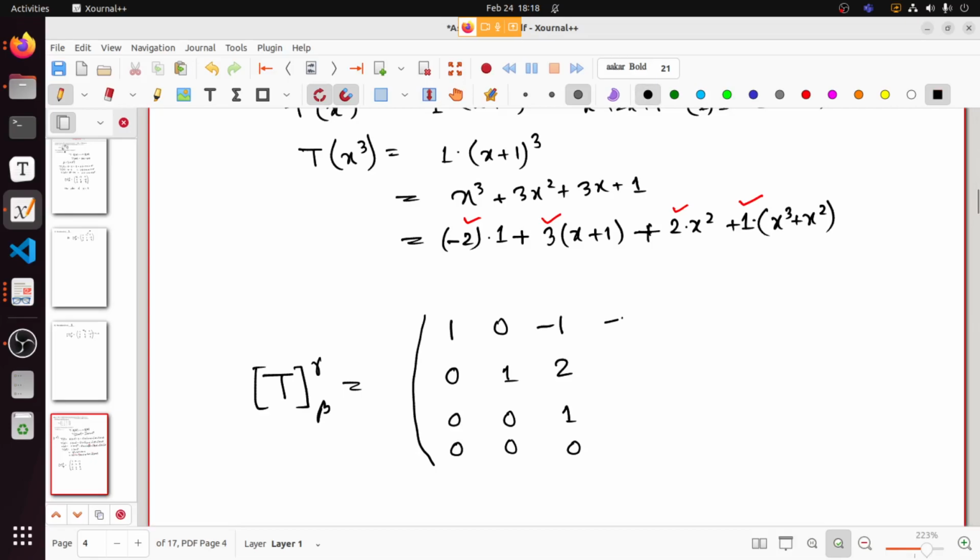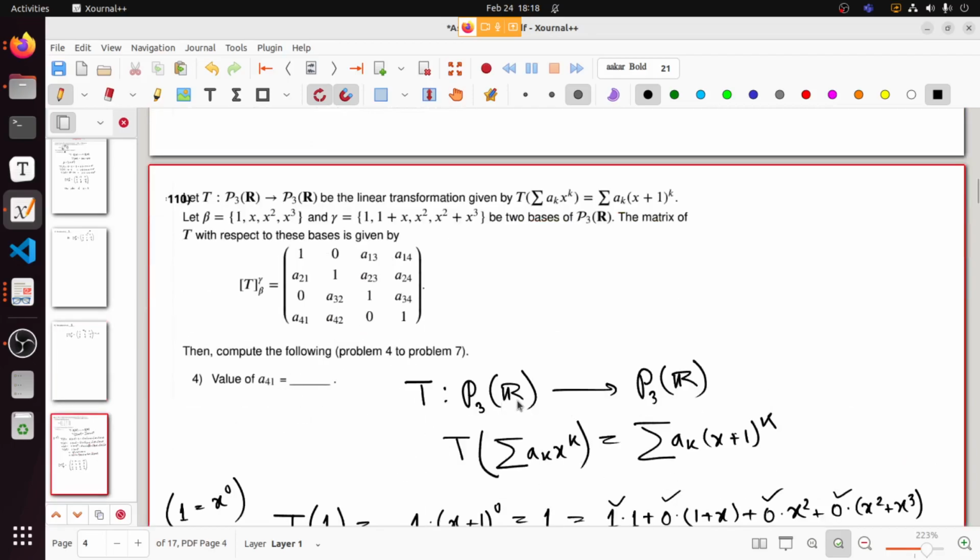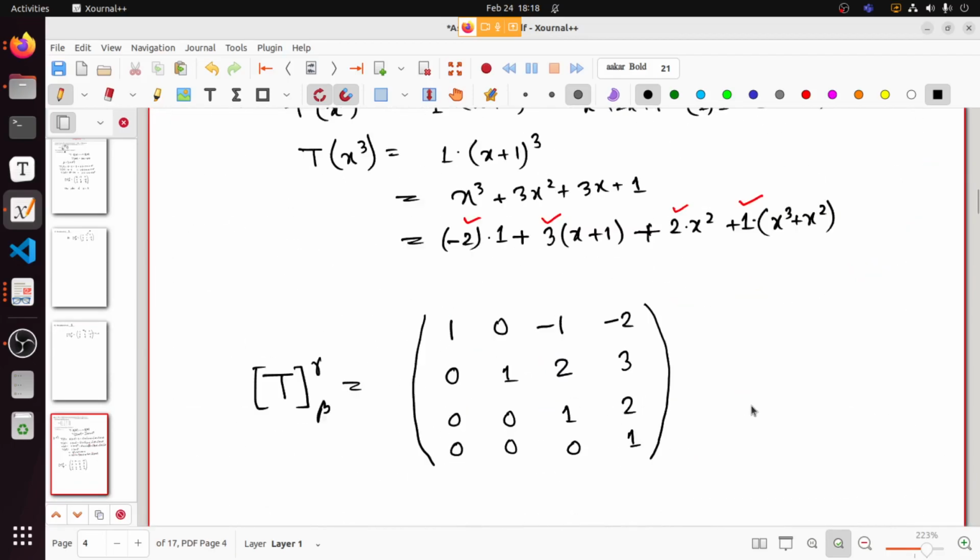It will be minus 2 3 2 1. So this will be the matrix of T with respect to the basis beta gamma. Now we have to find the unknowns, what is given. First you have to find the value of A41, right? Fourth row, first column, so it is 0.